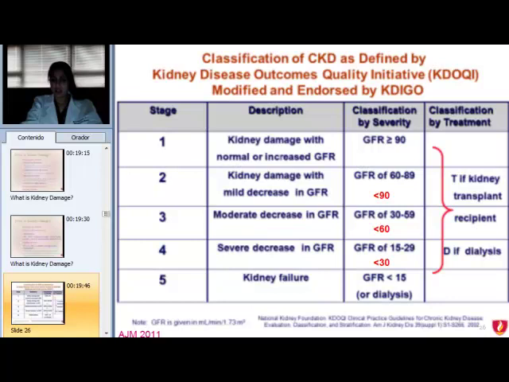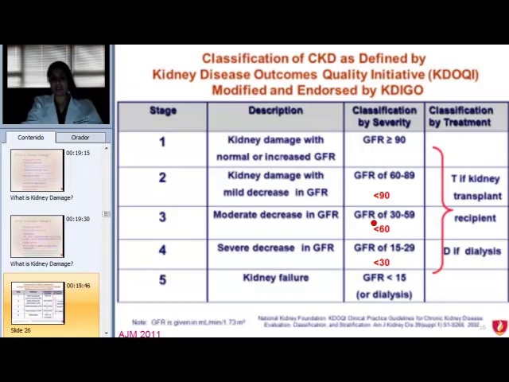Stage one is just presence of kidney damage, but the GFR is normal. And in stage two, the kidney damage exists with mild decrease in GFR, and in stage three, there's moderate decrease in GFR. The easy way to remember is spaces of 30. So GFR greater than 90, GFR less than 90, less than 60, less than 30, and then less than 15.